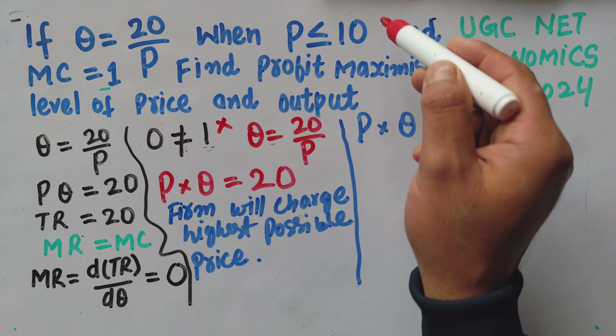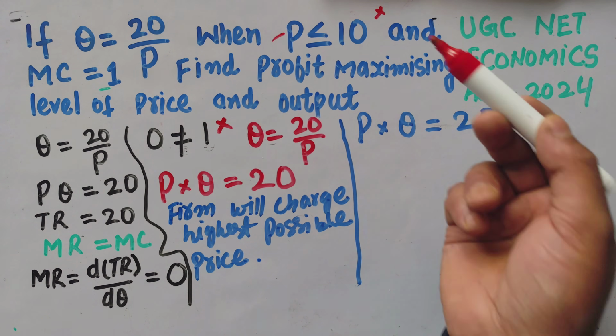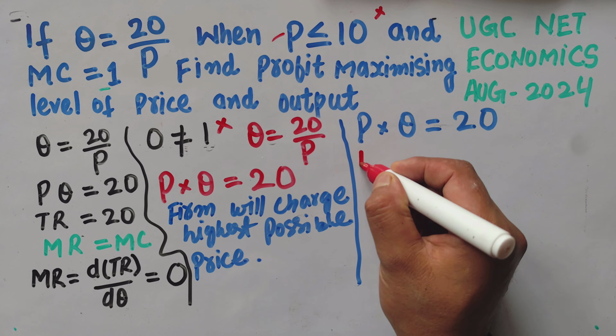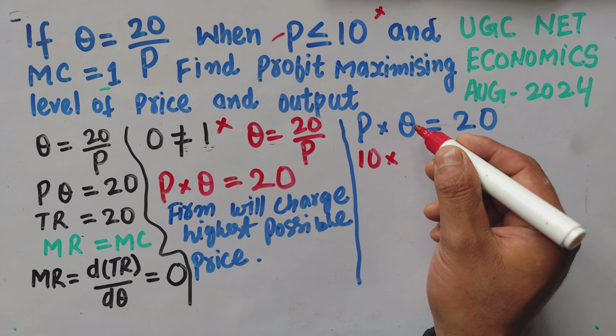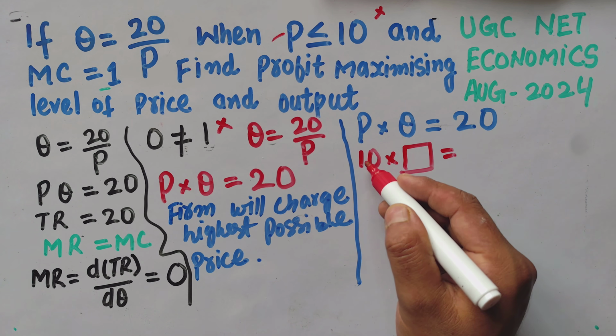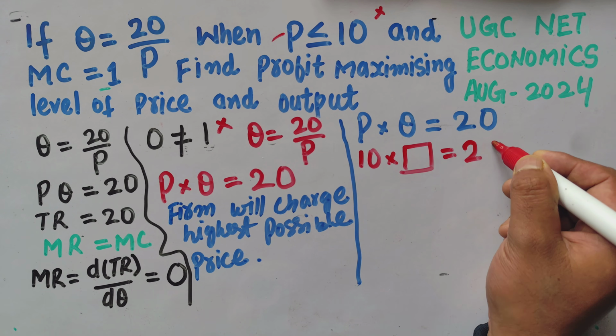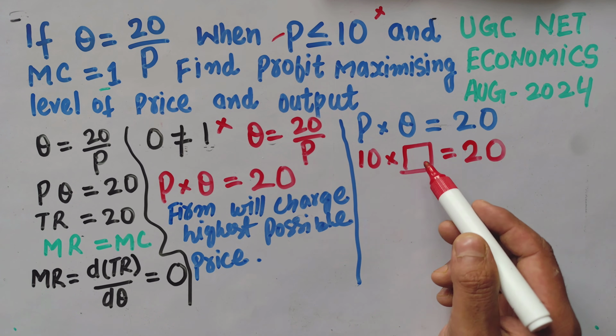So price cannot be 11 here because of this constraint. So the highest possible price that the firm can charge in this case will be equal to 10. So if here we have 10, so 10 into, in place of Q, what will be the value of Q? So that 10 into some variable gives us an output of 20. So what will be in this box?